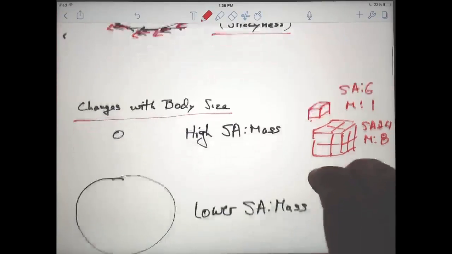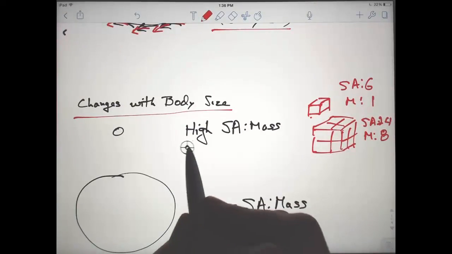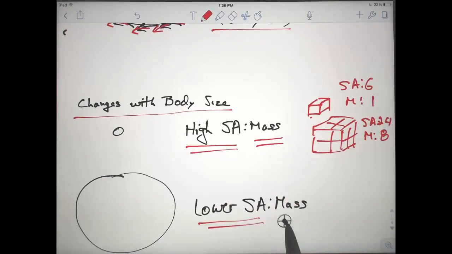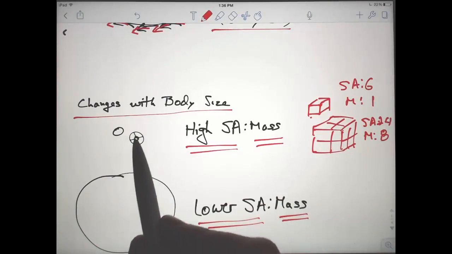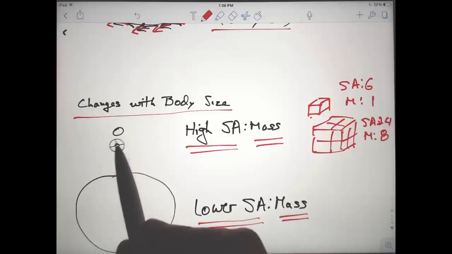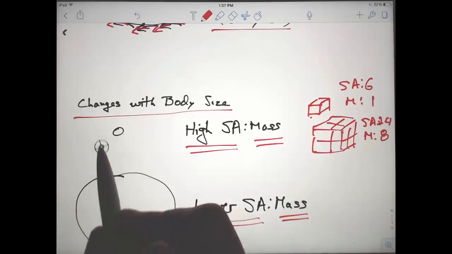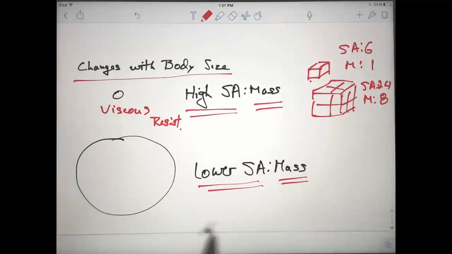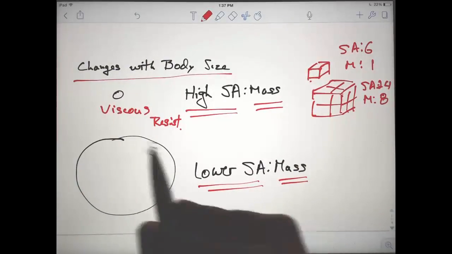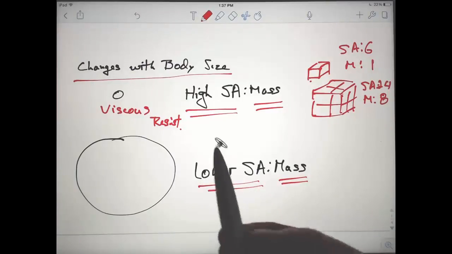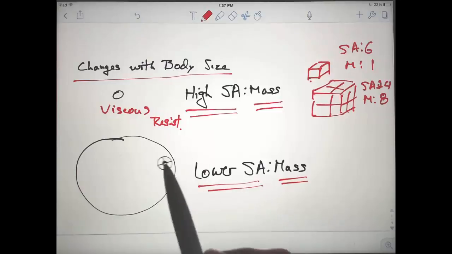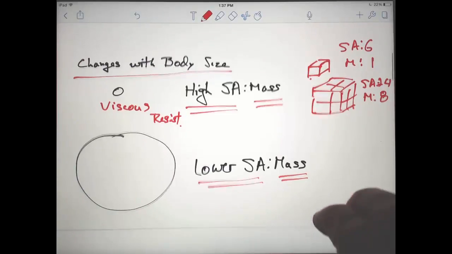As animals get larger, they go from a high surface area relative to their mass to a lower surface area relative to their mass. In other words, a small animal has a high amount of viscous resistance relative to its mass, and a large animal has low viscous resistance relative to its mass. And that matters because as the animal is moving through the water, it has to push mass away and overcome viscous resistance.